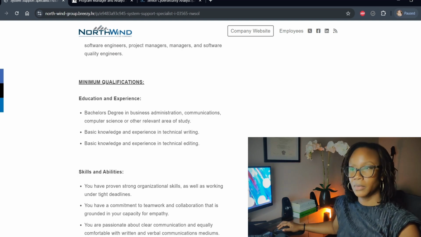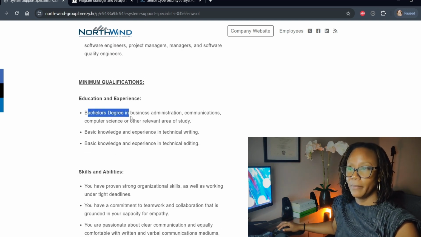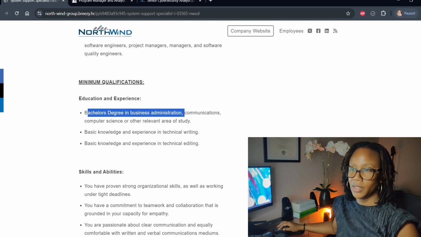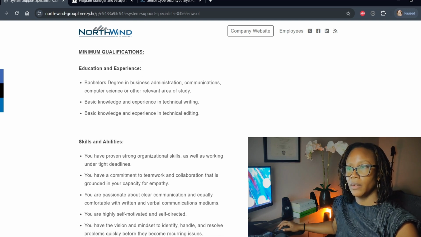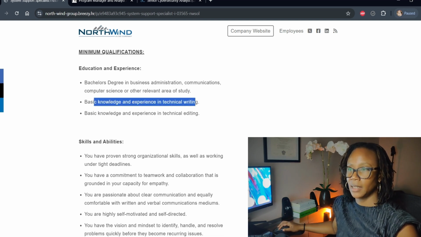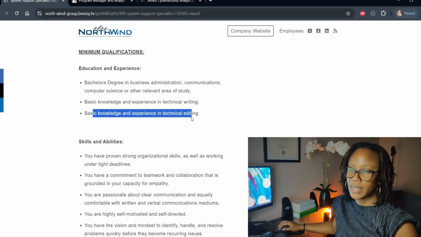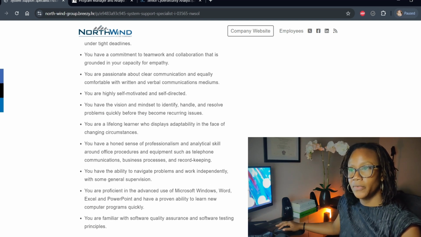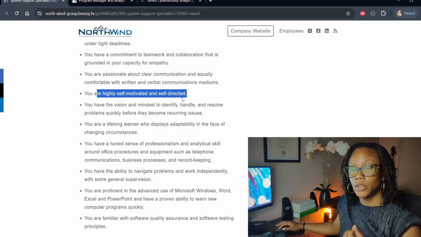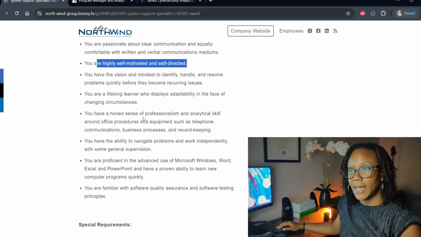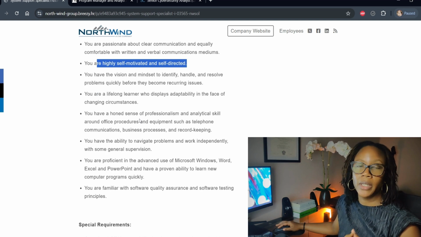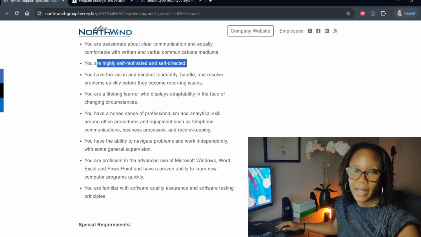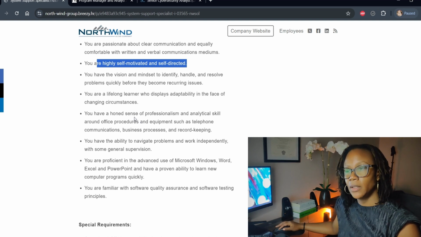Going down to the minimum qualifications, first they mention a degree in these various topics, but they also mention basic knowledge of technical writing in addition to technical editing. Again, they have the skills and abilities here, that you are self-motivated and self-directed, which is critical in this day and age. A lot of companies expect you to hit the ground running. They may not spend a lot of time training you, or they may not have the staff to train you. So they are expecting you to be proactive.